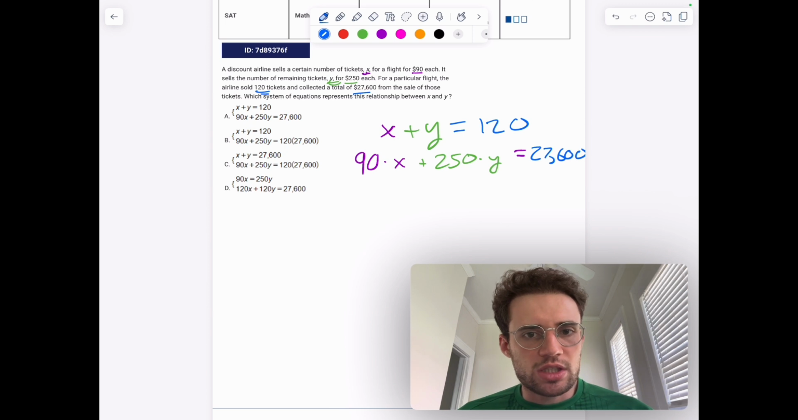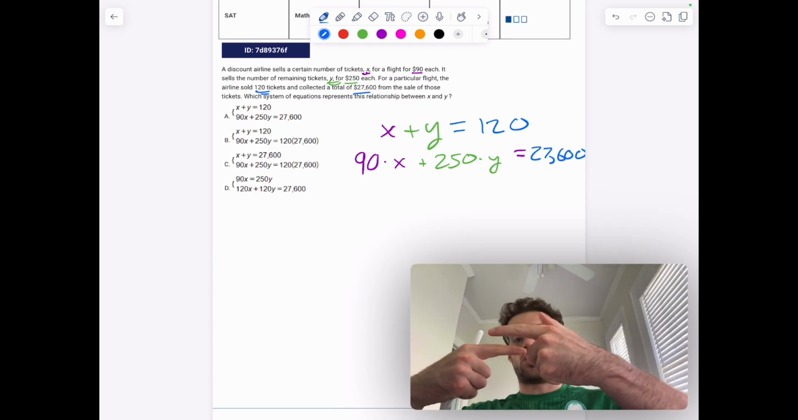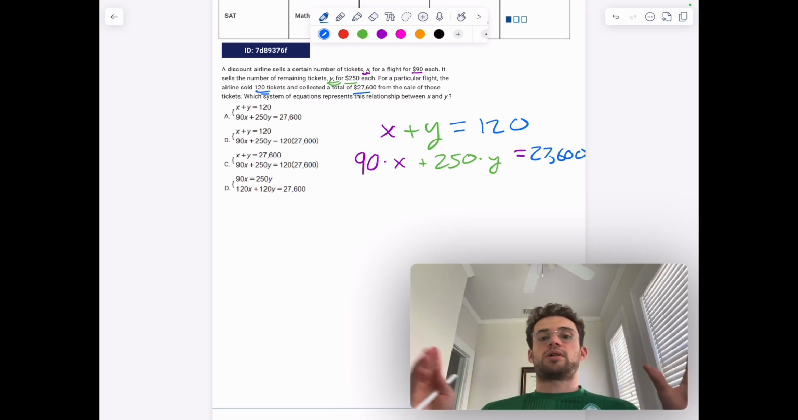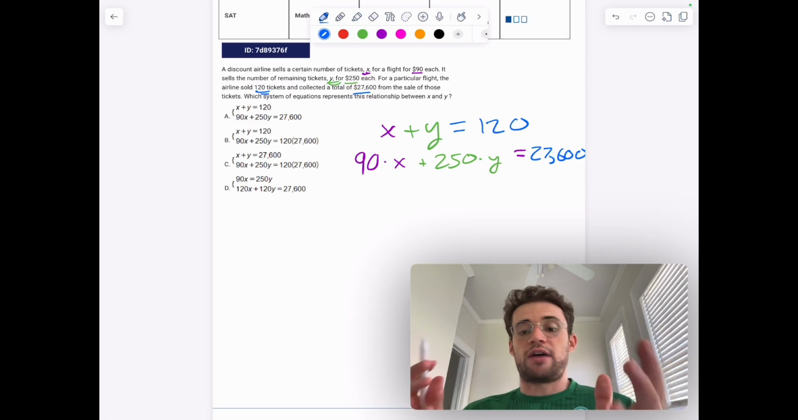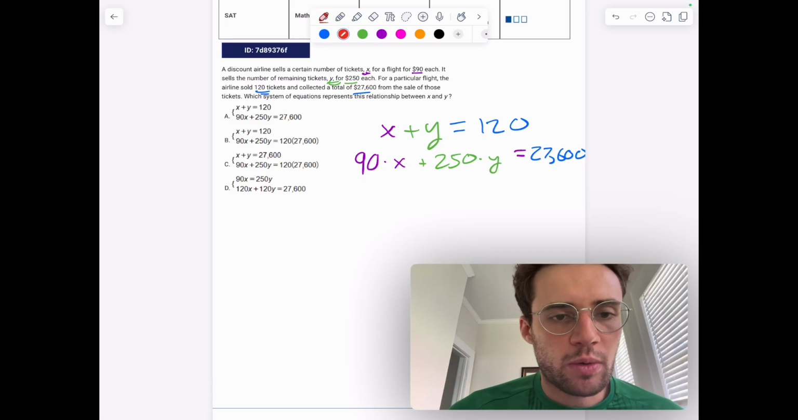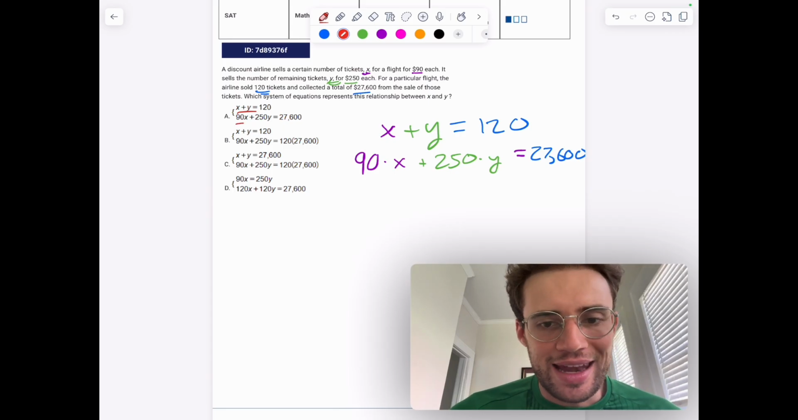Which system of equations represents this relationship between x and y? So we want something that's similar to these equations. And you could switch the order of the equations, or you could use the commutative property of addition and change it so it's y plus x instead of x plus y, but they have to have the essence of them staying intact. So here we have x plus y equals 120, so that's good. And then 90x plus 250y equals 27.